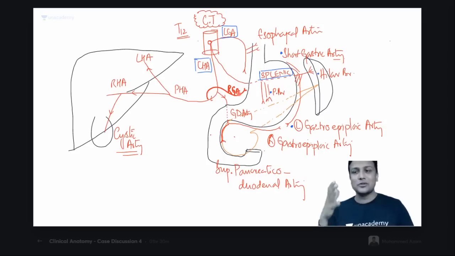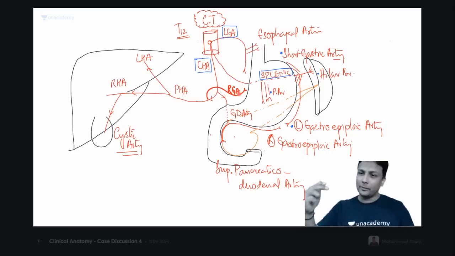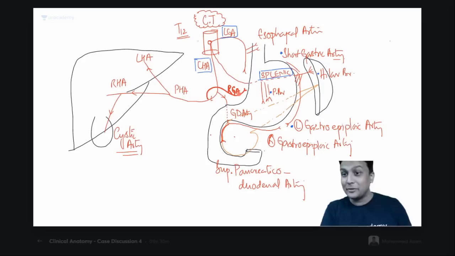And this is the conceptual way of studying, guys. Cystic artery is a branch of the right hepatic artery. Right hepatic is a branch of proper hepatic. Proper hepatic artery is a branch of common hepatic. Common hepatic artery comes from the celiac trunk. Celiac trunk comes from the abdominal aorta. Abdominal aorta comes from your heart. That is how you have to learn.